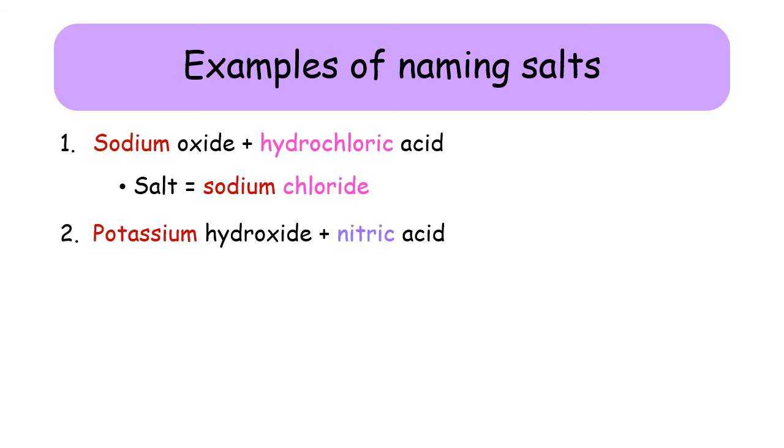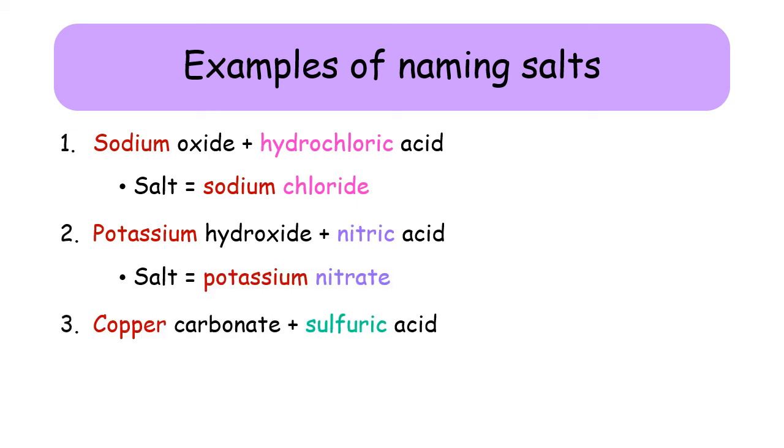Our second one, potassium hydroxide and nitric acid. Well, from our base, we've got the metal potassium. That's going to start our salt. And it's nitric acid. Nitric acid makes nitrate salts. Put it together, potassium nitrate.